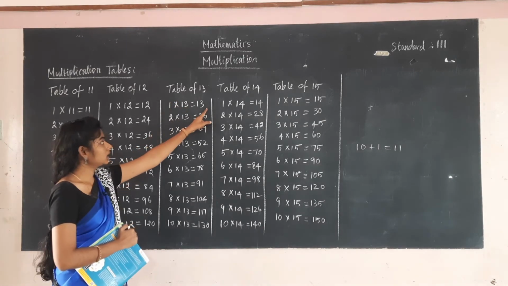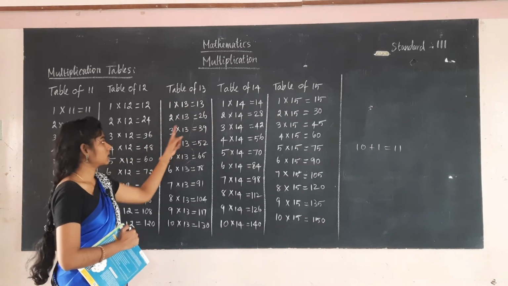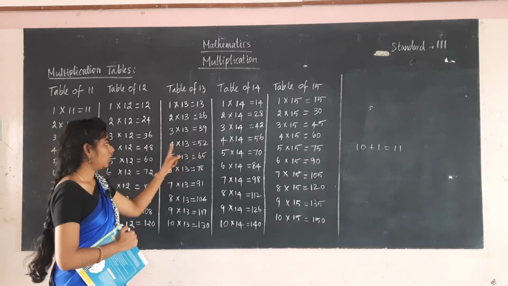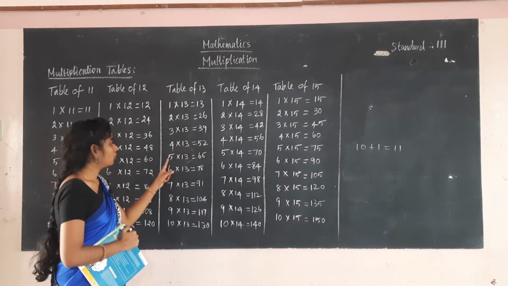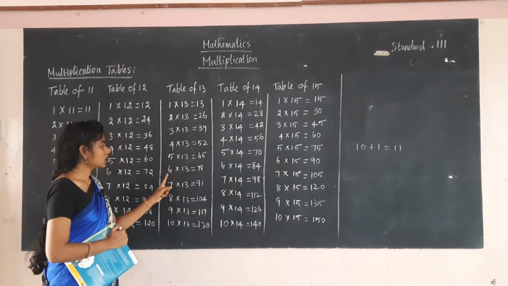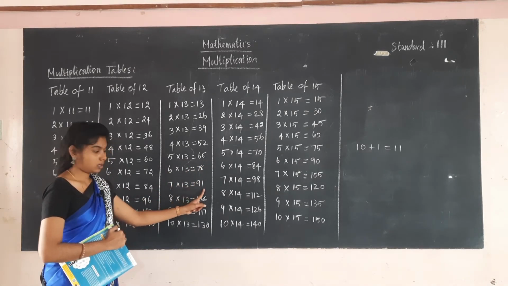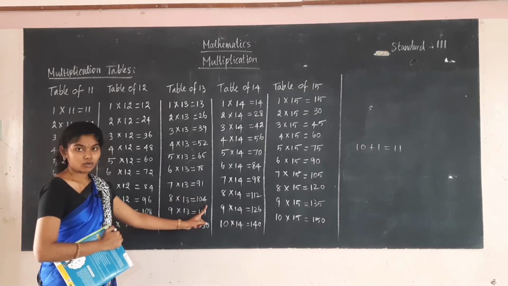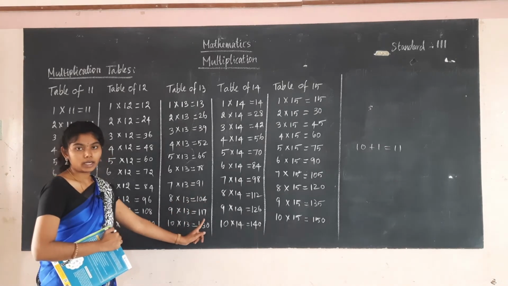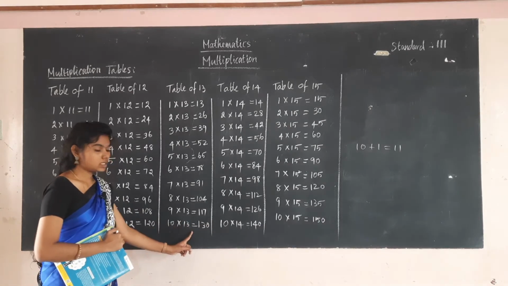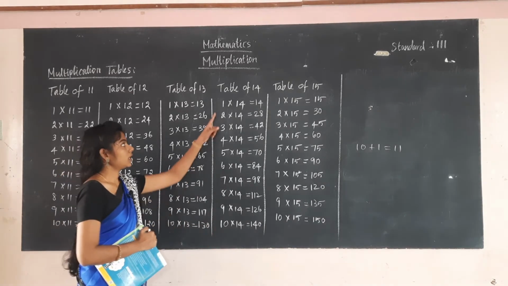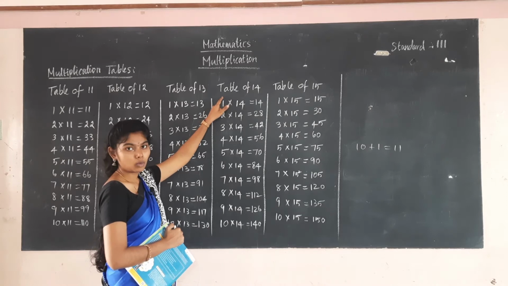1 13 is 13, 2 13s are 26, 3 13s are 39, 4 13s are 52, 5 13s are 65, 6 13s are 78, 7 13s are 91, 8 13s are 104, 9 13s are 117, 10 13s are 130. So now we shall see the table of 14.